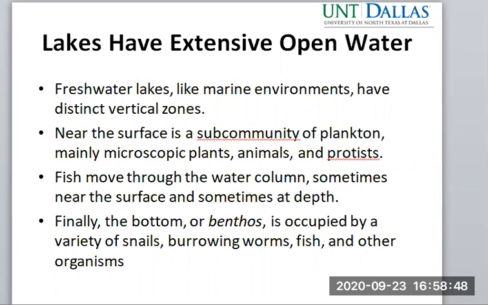Freshwater ecosystem, let's talk about the lakes. Freshwater lakes, like marine environments, have distinct vertical zones. Near the surface, you will see a subcommunity of plankton, mainly microscopic plants or animals or single-celled animals like amoebae or protists. They float freely in the water column. Insects such as water striders or mosquitoes also live at the air-water interface. You can see some fish that move through the water column, sometimes near the surface and sometimes at depth.